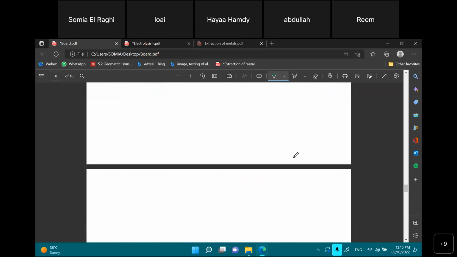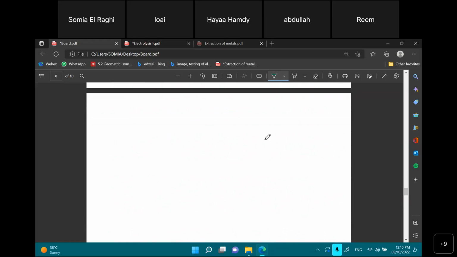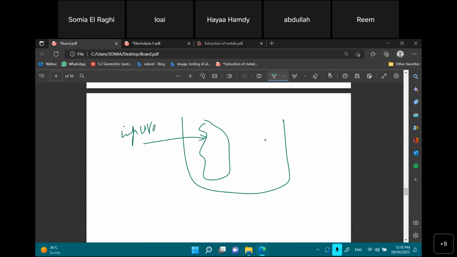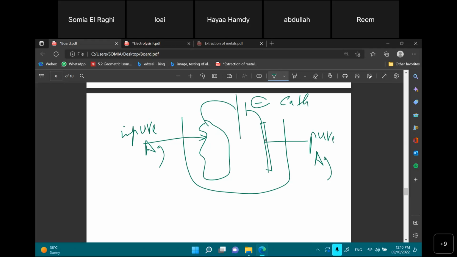We can do purification for silver? Of course. Purification of silver, it's what? Active electrode. So impure silver over here. All right? Well, pure silver at the cathode area. So this pure silver is a very thin layer, and then I have this one at the anode. Well, the electrolyte, it's what? We choose silver nitrate solution.